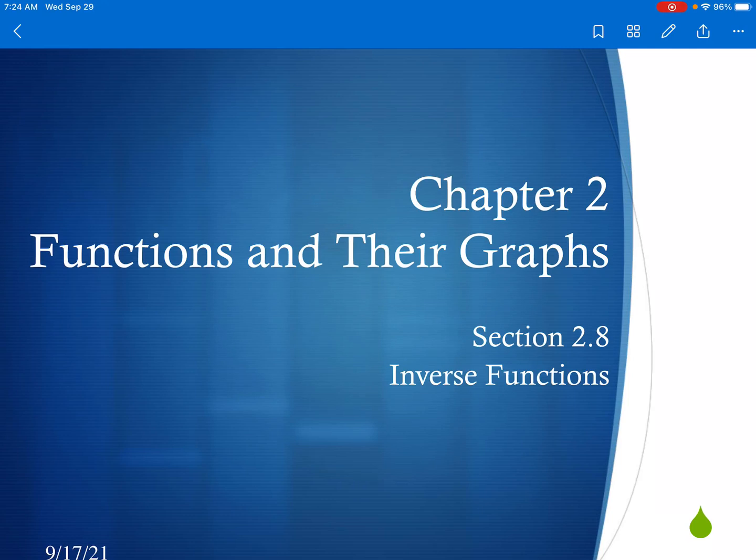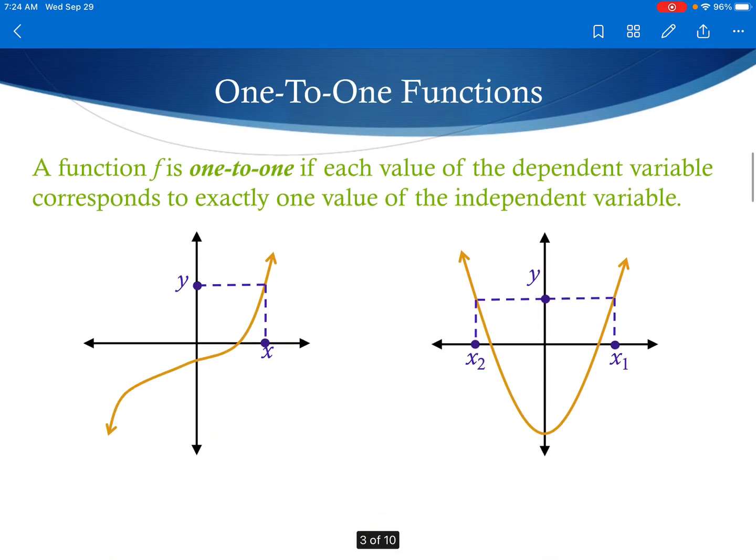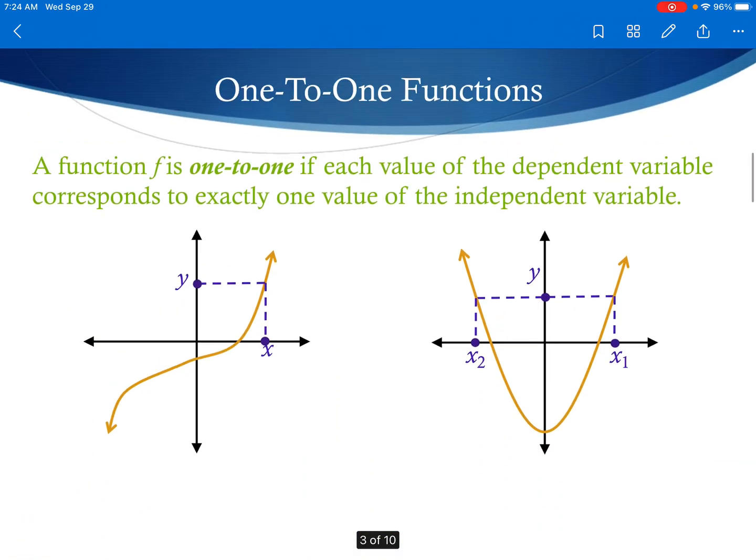Today's lesson is on inverse functions, and what we're going to do with inverse functions is find them and then find the zeros of a function algebraically. So the first thing that we have to understand is what a one-to-one function is.